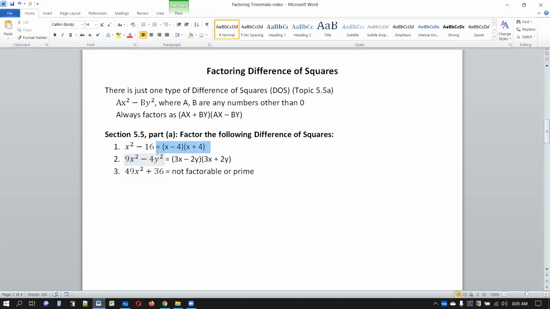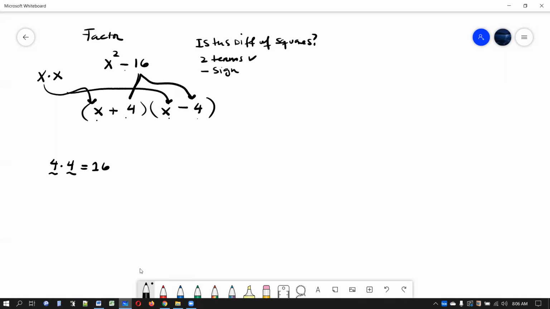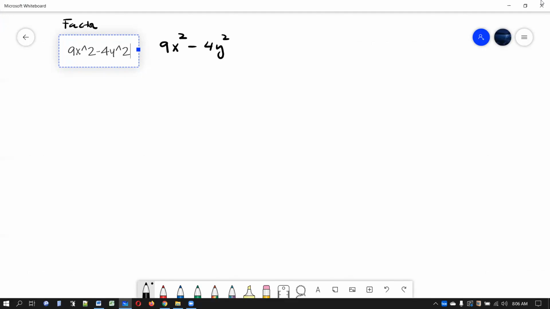Well, what if we have something more complicated like this one? Let's take a look at that one. And we have another factoring problem. The problem is just going to say factor. It's not going to say factor by difference of squares. So we are required to know exactly what technique to use. And we'll go over all of the techniques together when we get to the next section. But for now, this is what we have.